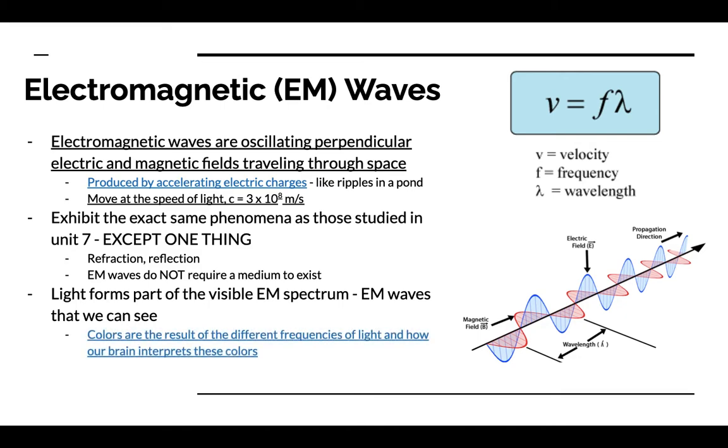And what's actually interesting is that this affects how we perceive reality, because colors are actually based on how the rod and cone cells in our eyes perceive these different frequencies of electromagnetic waves.